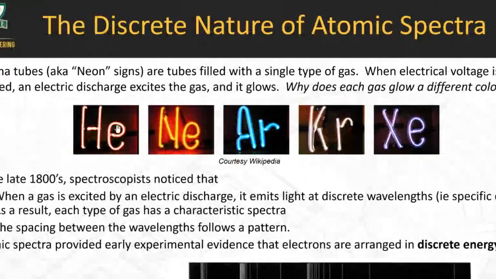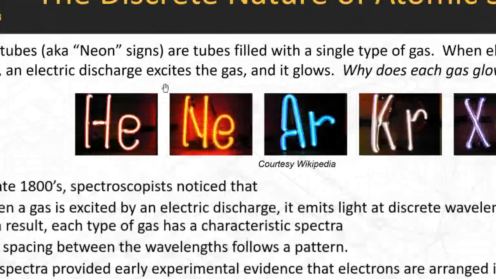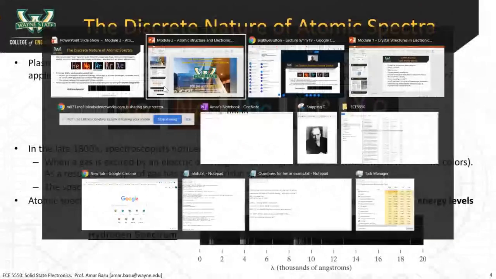So how these things work is that there's a tube where the air has been removed, and what they do is they fill it up with a certain gas instead. And what you notice is that every gas glows a different color. Helium and neon and argon and krypton, they all have a different color that they glow. And if we were to look at it closely, if we were to put this through an instrument called a spectrometer, let me just remind everyone what a spectrometer is.